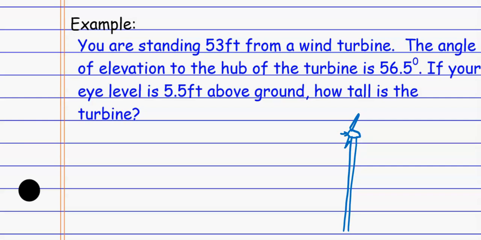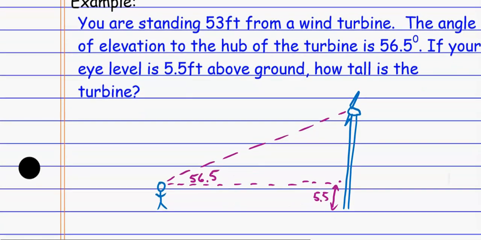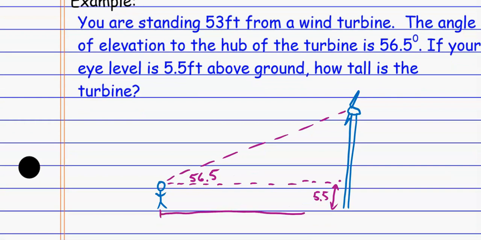All right. And so from that perspective, if we have a person standing on the ground right here, this is their eye line, which is 5.5 feet above the ground. So this right here is a distance of 5.5 feet. But it says the angle of elevation from where they are to the wind turbine is an angle of 56.5 degrees. And the other thing is we know how far away this person is from the turbine. So this right here is a distance of 53 feet. And if I transfer that up to this triangle, that's 53 feet right here.